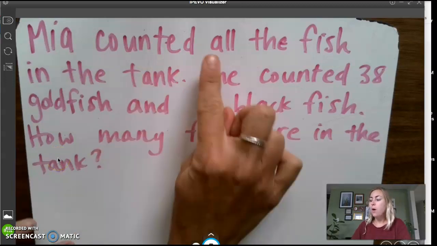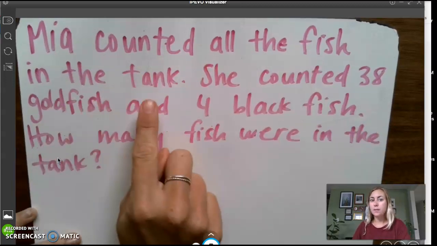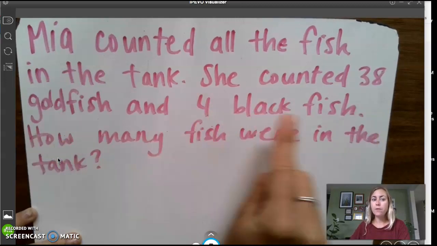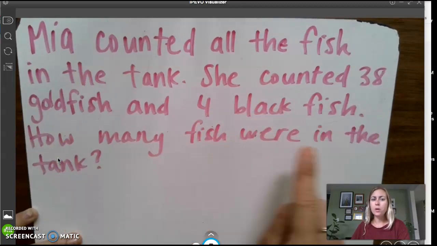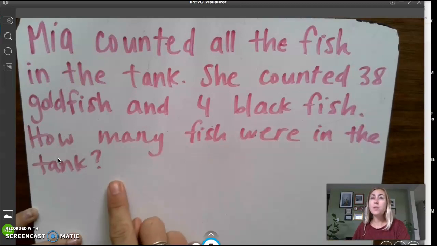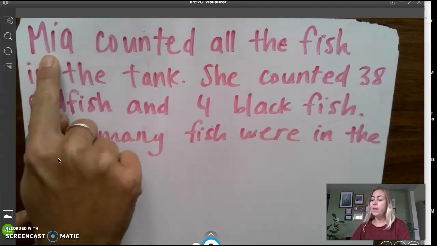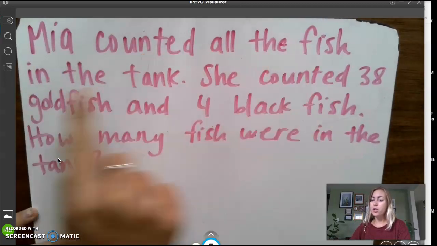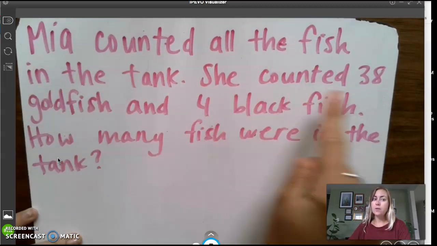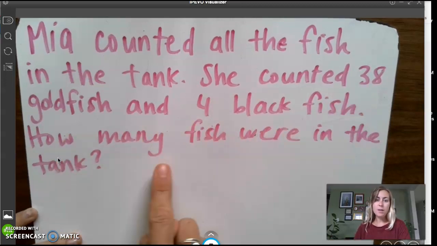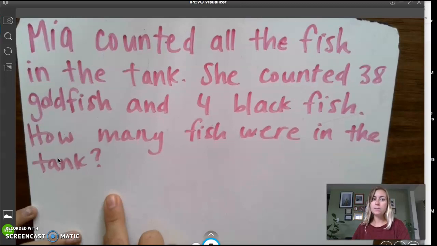Mia counted all the fish in the tank. She counted 38 goldfish and 4 blackfish. How many fish were in the tank? I'm going to read it again. Think in your brain about what's happening in the story. Mia counted all the fish in the tank. She counted 38 goldfish and 4 blackfish. How many fish were in the tank?